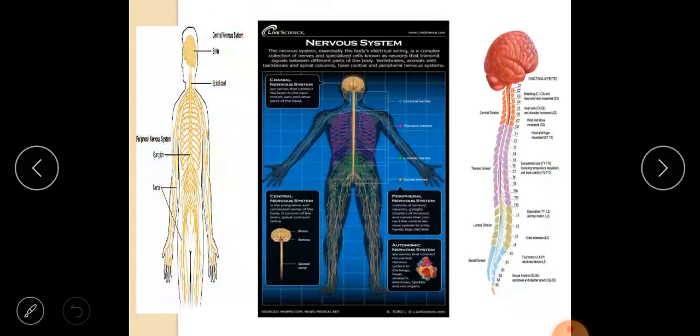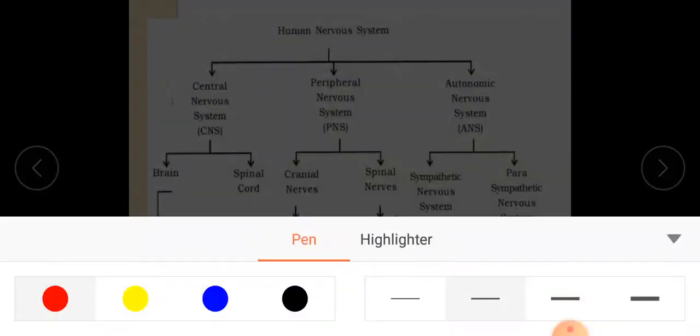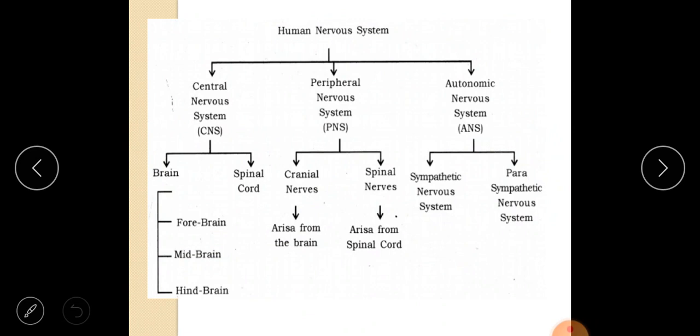You can see the pictures. They are showing the components, the parts of the nervous system, and you can zoom in and see the central picture which has been shown over there, with the functions also. So the human nervous system consists of three parts. Number one, the central nervous system. Second is the peripheral nervous system, and the third one is the autonomic nervous system.